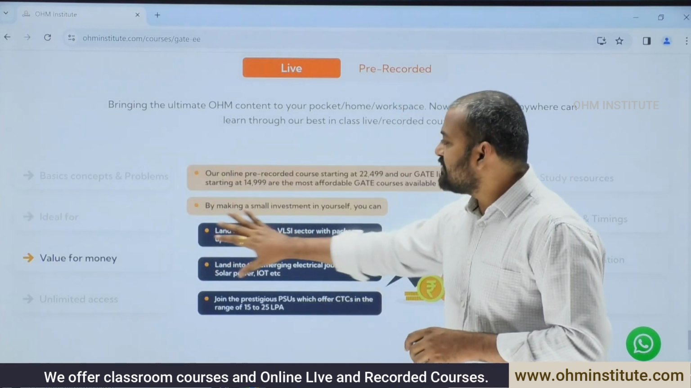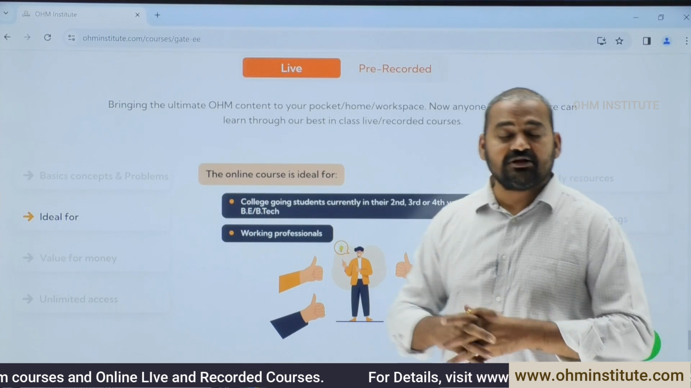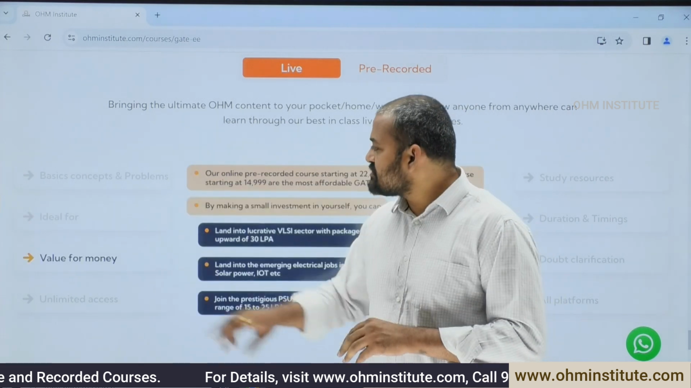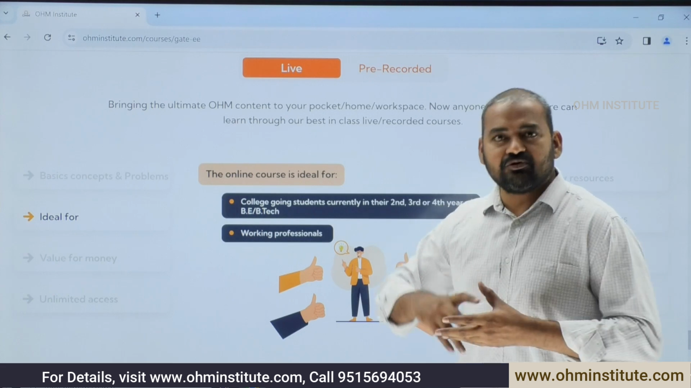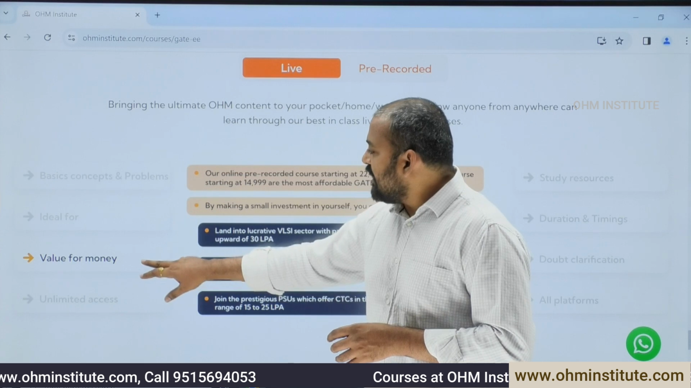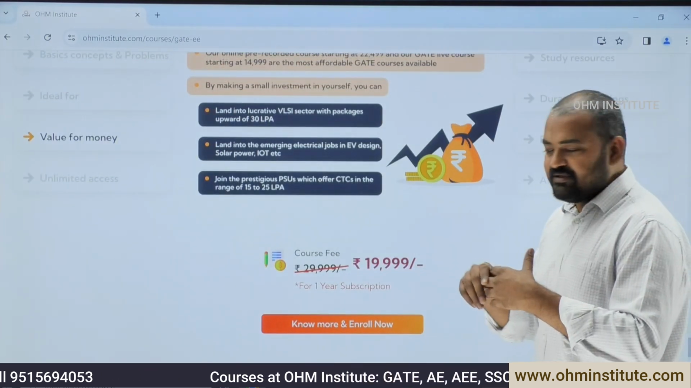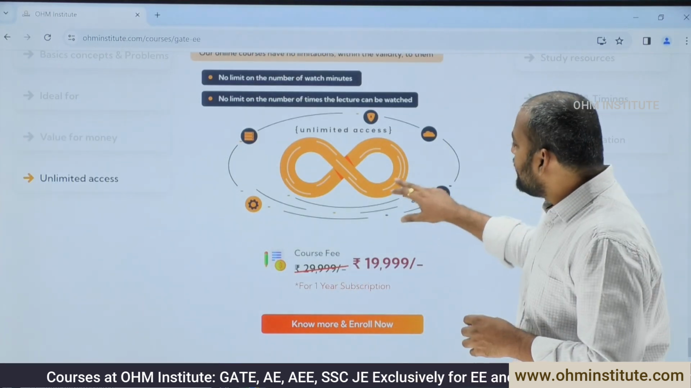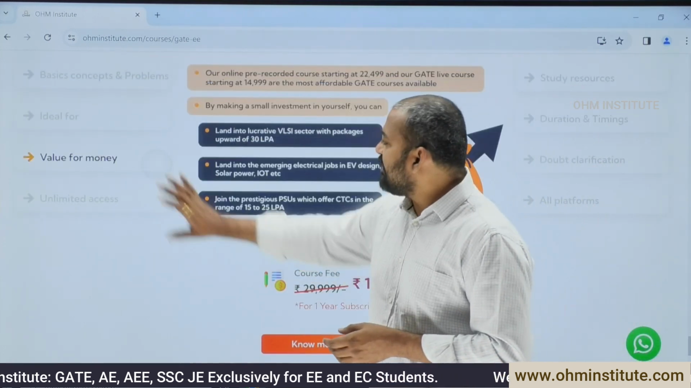The live course is ideal especially for college-going students who are staying away from Hyderabad or very far from the institute. They can opt for the online live course. It is also ideal for working professionals. If you are a working employee but you want to crack the GATE examination, then you can opt for this live course. And it is value for money as well. The course is at low cost compared to offline, because offline has a lot of other infrastructural costs. In online, the course cost is less compared to offline. It is value for money.